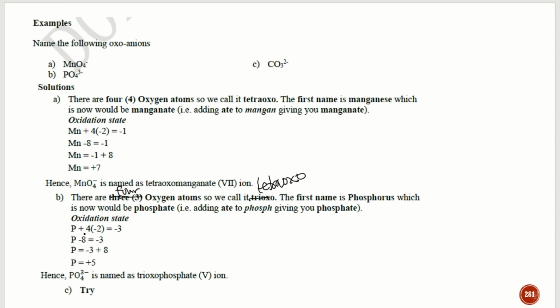We will calculate the oxidation state of the P. We have P plus 4 times minus 2, which is equal to -3. We'll end up having P to be plus 5. So the oxidation state of the compound is plus 5. So we'll call this trioxophosphate 5 ion. So you can try C and leave your answer in the comment section.